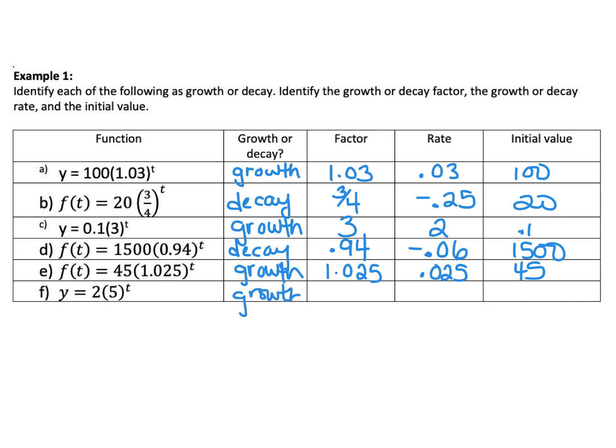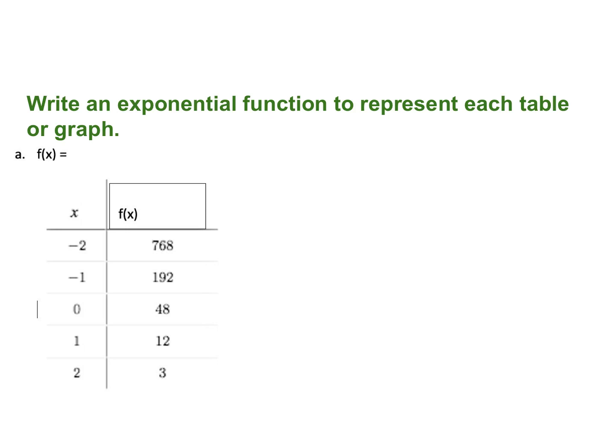Growth factor is 5. The rate at which it's growing would be 4, or even 400%, and the initial value is 2. Now that we've analyzed the different parts of an exponential function, let's see if you can write one from a table. So the first thing I look for is an initial value, like your y-intercept if we're talking Algebra 1 language. So this is (0, 48).